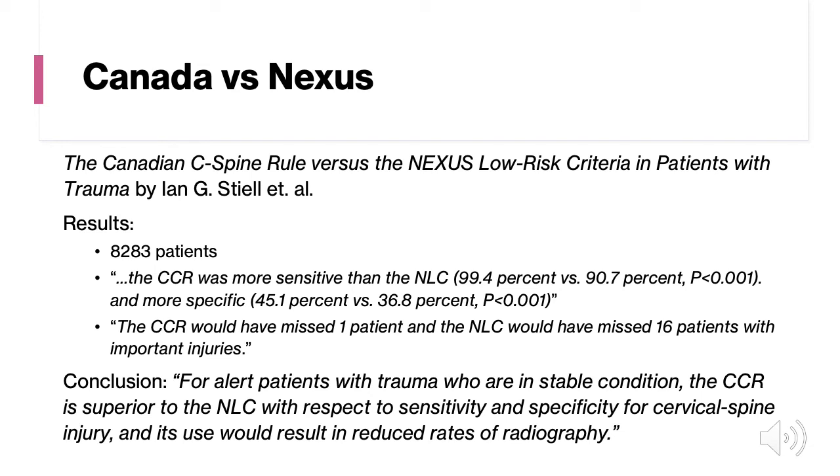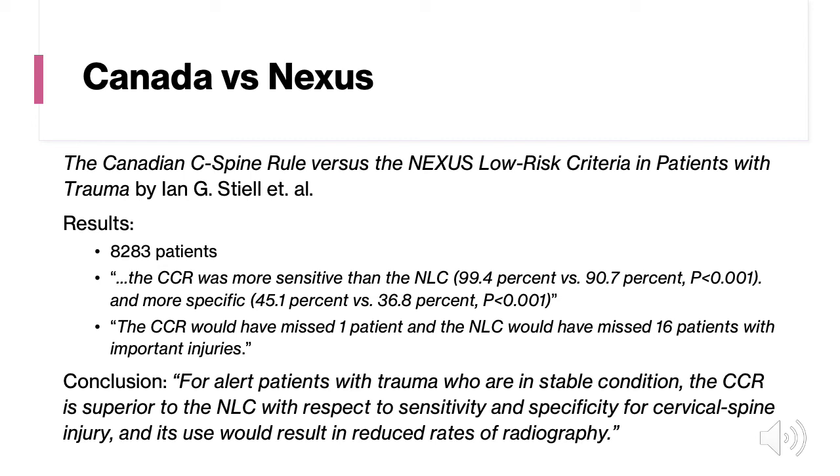So, as you probably noticed, we have two methods to decide if a patient with a C-spine injury needs a CT scan. We have the Canadian C-spine rule versus the Nexus criteria. And how do you decide between the two? Well, a lot of really smart researchers asked that exact same question. And in a study with 8,283 people, they saw that the Canadian C-spine rule was more sensitive than the Nexus criteria, 99.4% versus 90.7%, and that was statistically significant.